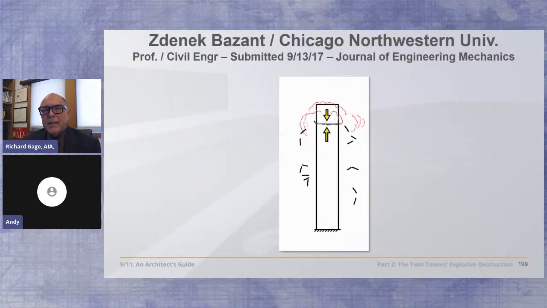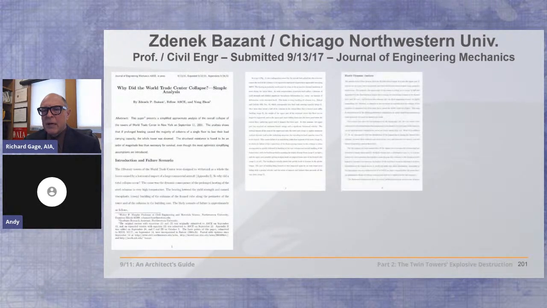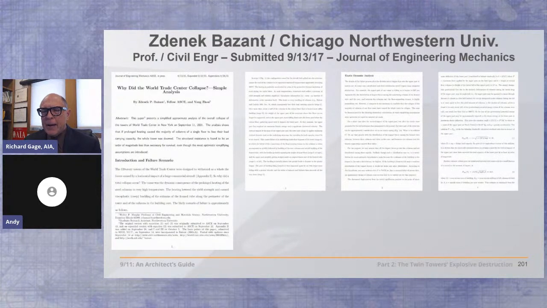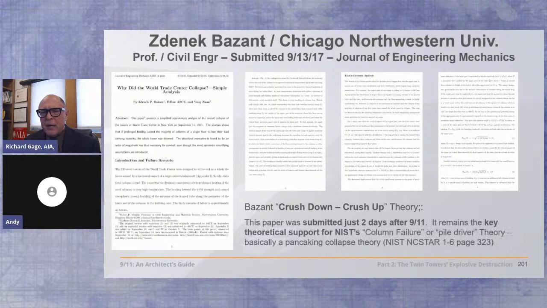Now, this theory comes from Zdenek Bazant of Northwestern University in Chicago, a civil engineer who submitted a paper just 2 days after 9/11. This extremely complex and obfuscated paper had mathematical formulas that structural engineers had a hard time decoding. It's called his crush down, crush up theory. How did he find time to work on this when the rest of us were trying to figure out what was going on in our country with this attack? And we're all in shock.